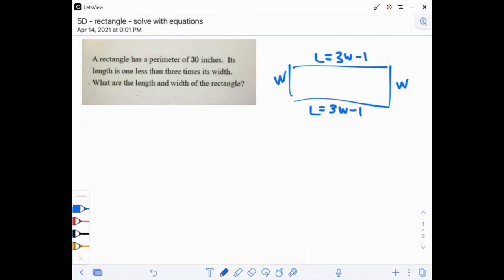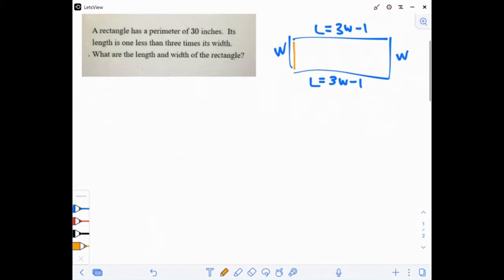And that first sentence gives us a lot of information. The rectangle has a perimeter of 30 inches. That means if I add up all 4 sides, it's got to equal 30 inches. So we can make an equation. Let's do it.